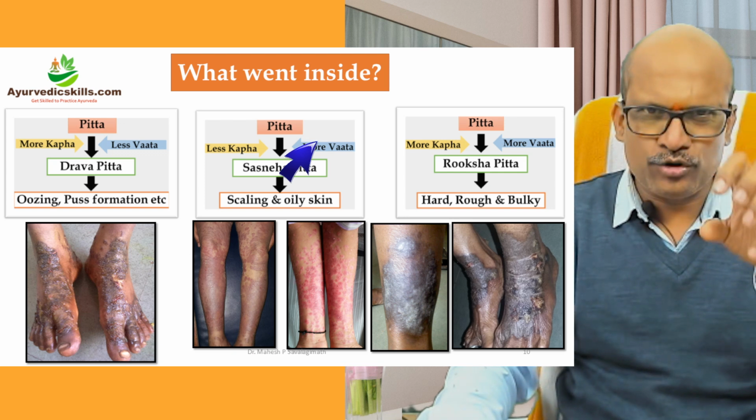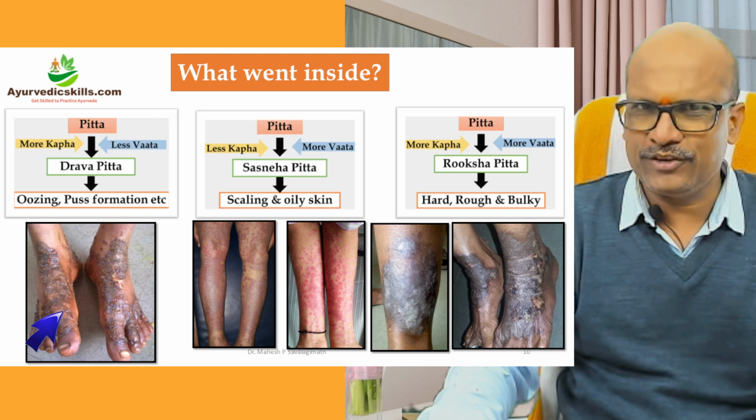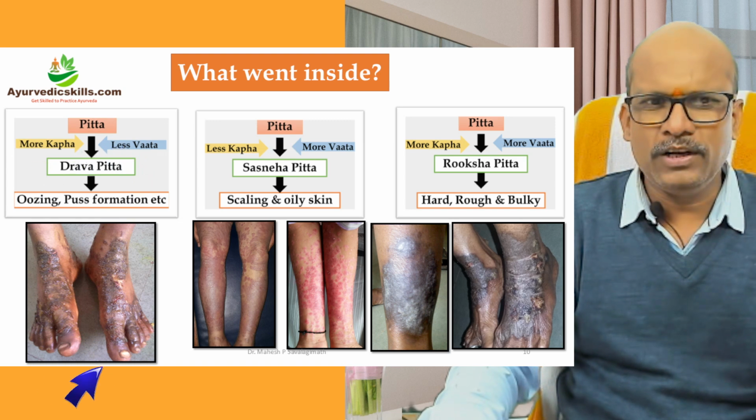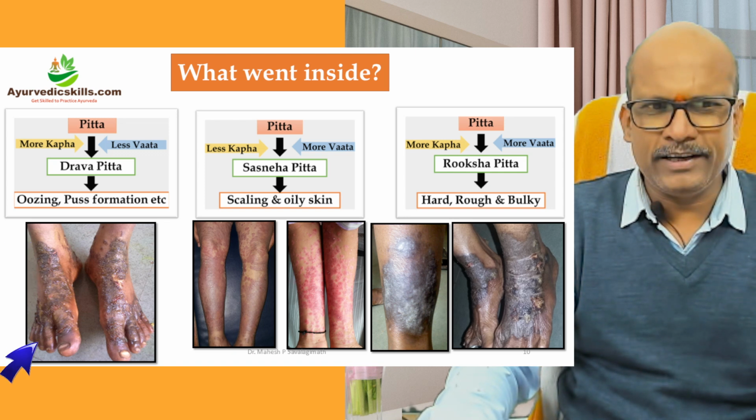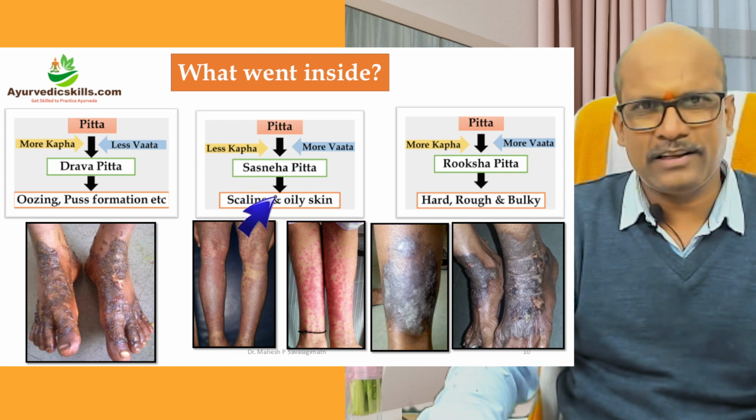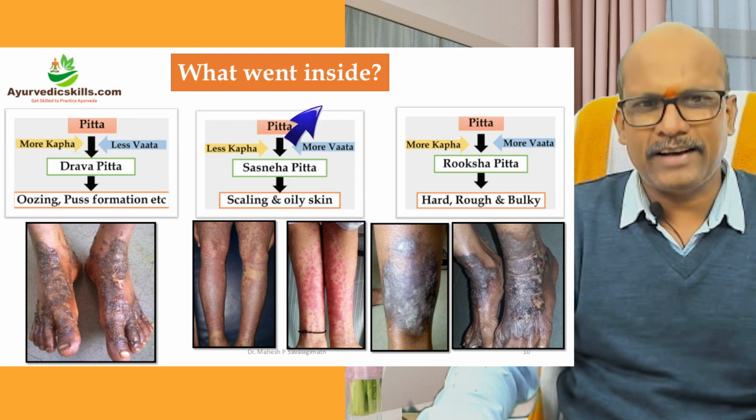So that is doing Shoshana. It is not allowing this type of presentation. Because here Vata is less, there is no Shoshana. The drying effect is not there, so it led to this type of presentation. Whereas in this one, Vata is also there. More Vata is there, so that dries to some extent.